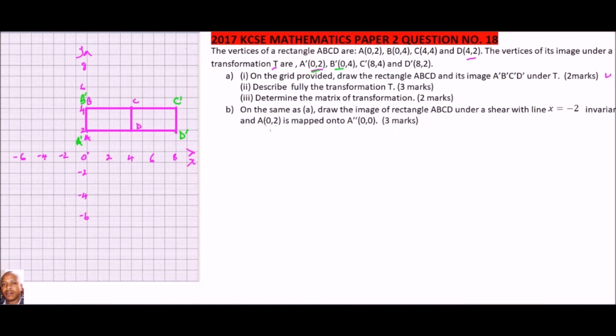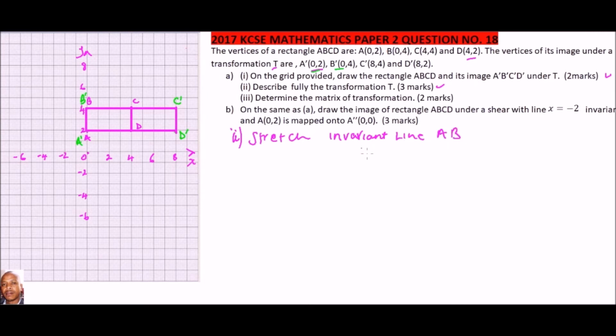So our part 2, or Roman number 2, describe fully the transformation T. If you look at the object and the image, we can say that this is a stretch. The object has been stretched from CD to where we have C prime D prime. Then, to describe the stretch, we normally describe the invariant line. The invariant line here is AB. AB has not changed. So we say the invariant line is AB.